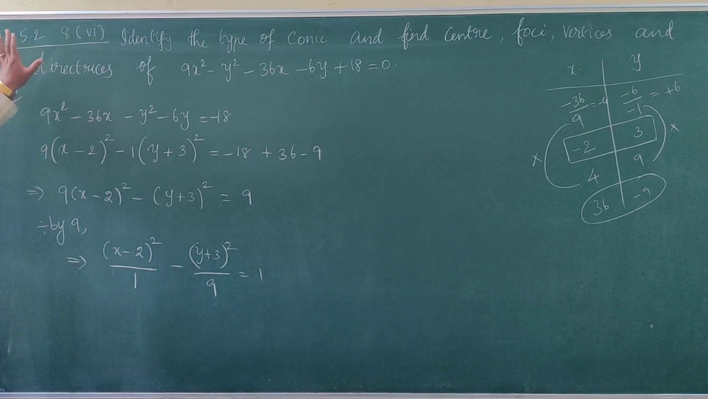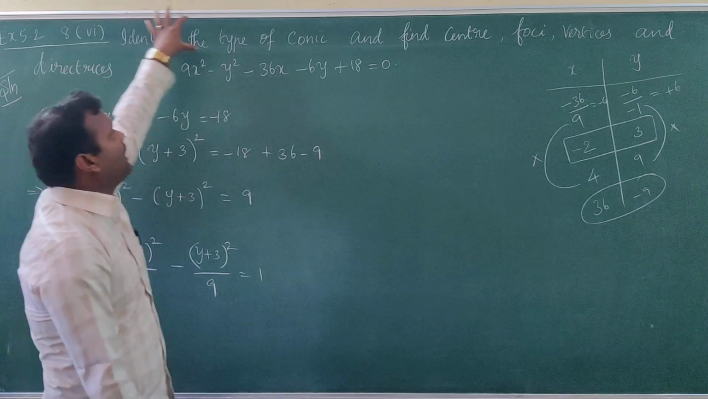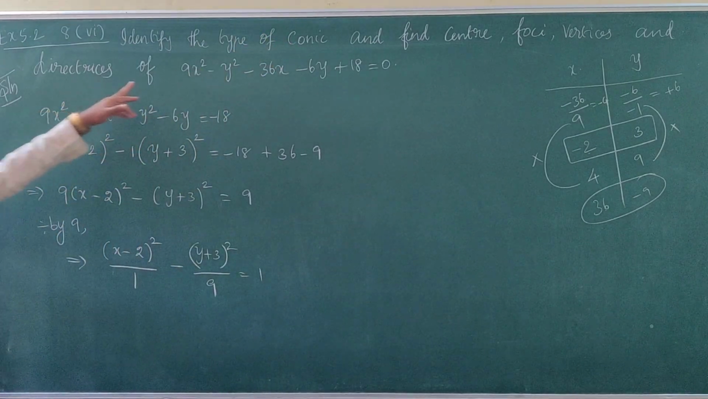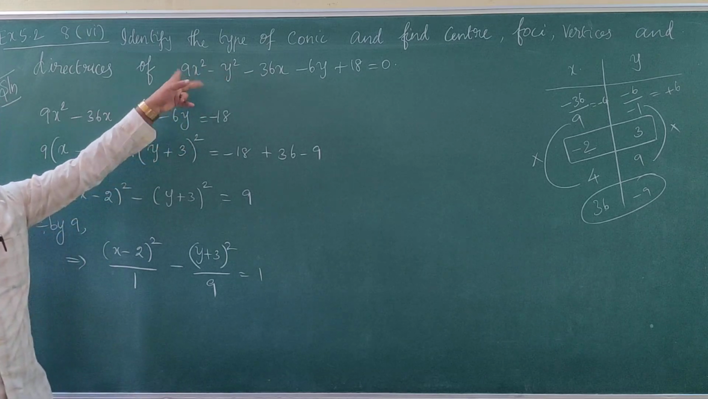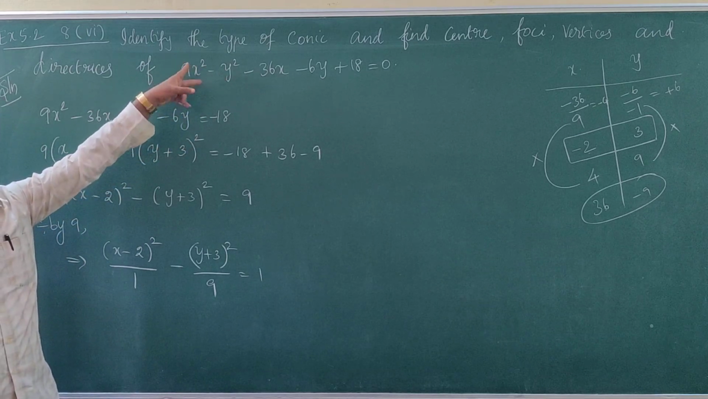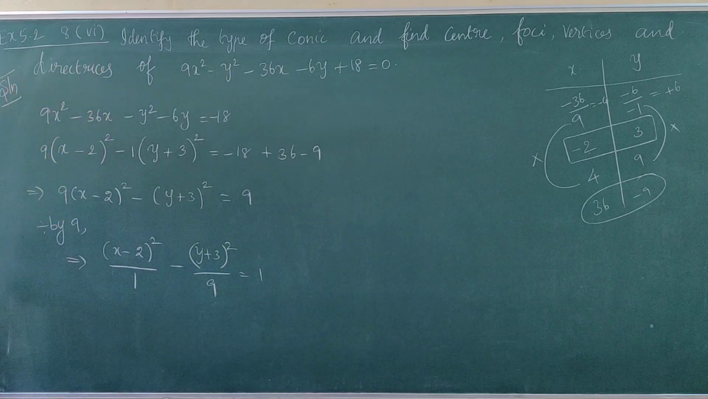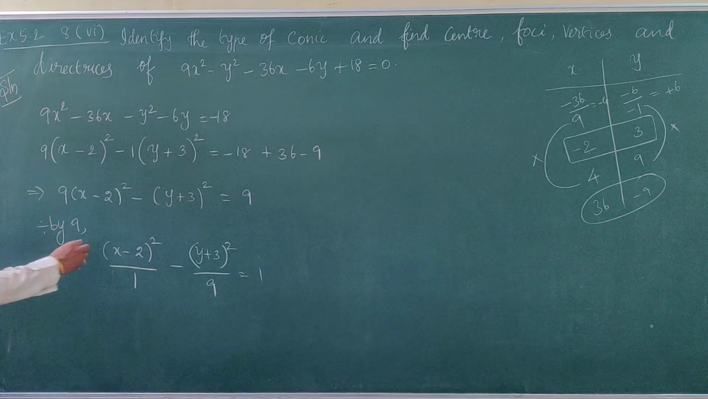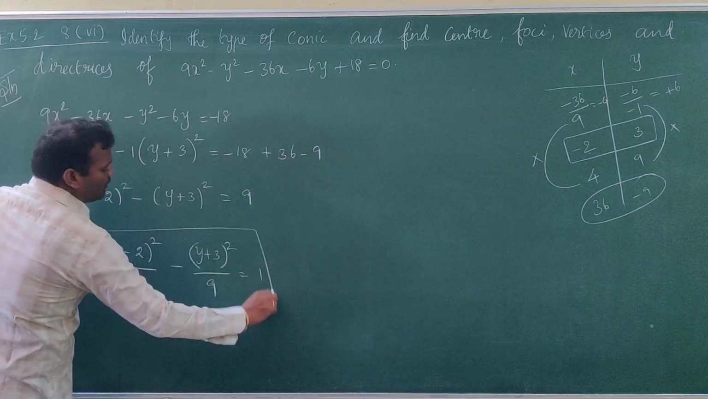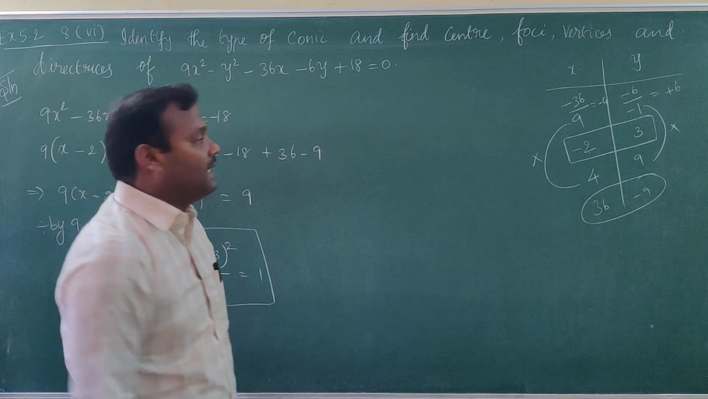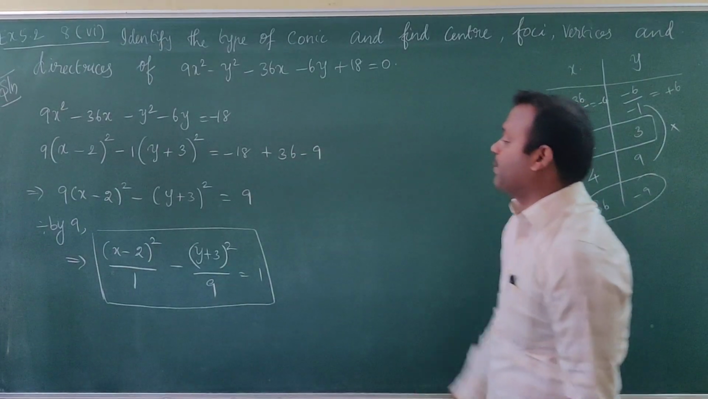In the first question, I had forgotten that one: identify the type of conic. This is a hyperbola because the x² term and the y² term are different and the y² term is negative, so it is a hyperbola. First you write that, and then proceed. Next, you have to take a², b² and identify the transverse axis for the hyperbola.